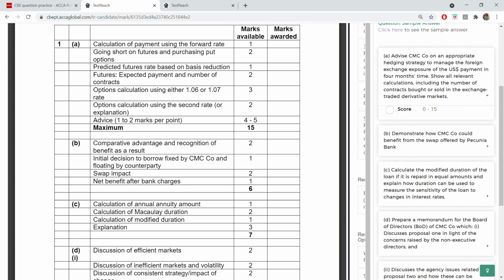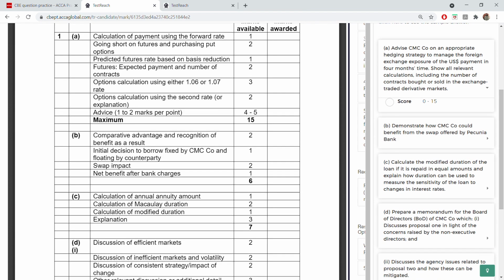Coming to part B, interest rate swap. Advantage, comparative advantage. That means they have an advantage in fixed and they have an advantage in variable. And recognition of that benefit also. And that gain also that you are calculating, 2 marks. So initial decision to borrow fixed and floating by counterparty, 1 mark. You see, you initially have to decide under what rate they are taking the swap. For that you are getting 1 mark. Then the swap impact, through that table only you are showing the swap impact, 2 marks. And the net benefit after deducting the bank charges, which is this one.